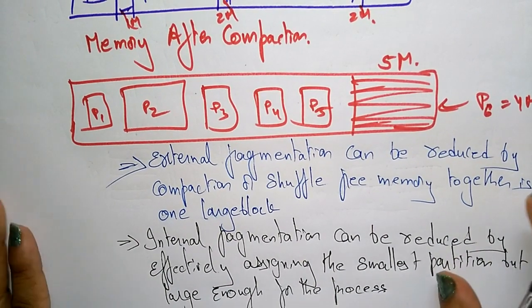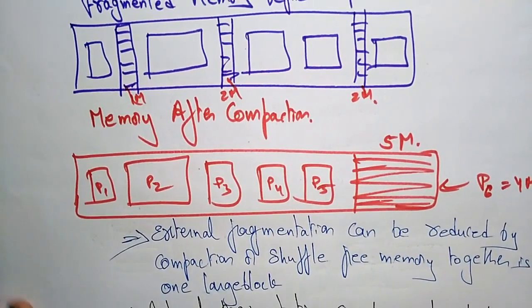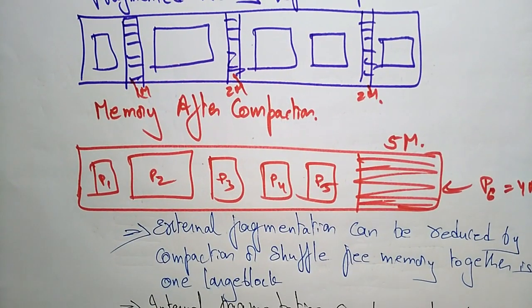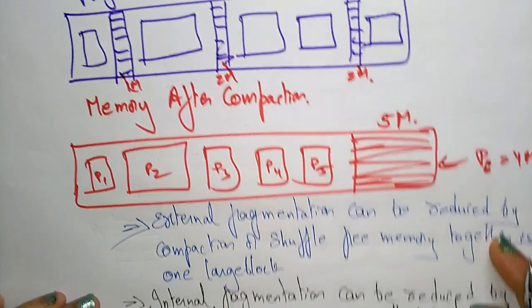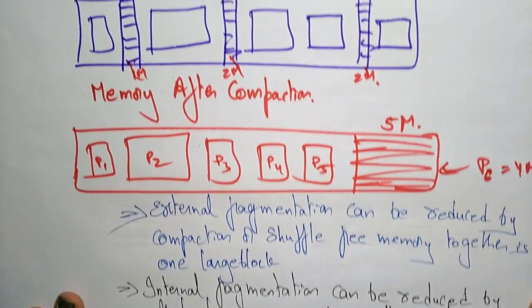So this is about fragmentation. Fragmentation is of two types, internal fragmentation and external fragmentation. These can be reduced with the help of these techniques. Thank you.